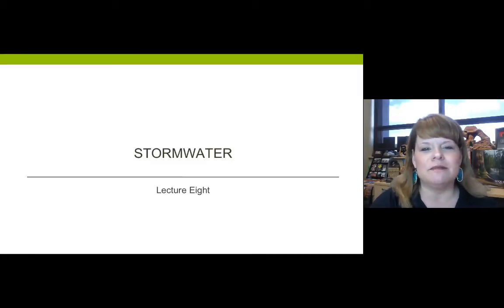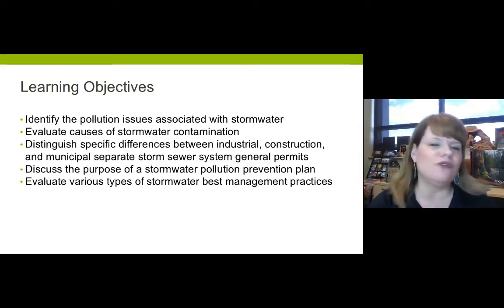Stormwater. You think about that and people are like, well, I get it, it's rainwater. Why is it regulated? We're going to talk about that today, and we're going to talk about the specifics of the different types of regulations that apply to stormwater. So let's look at your learning objectives first.